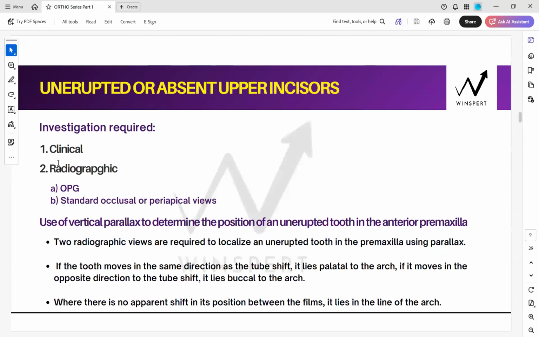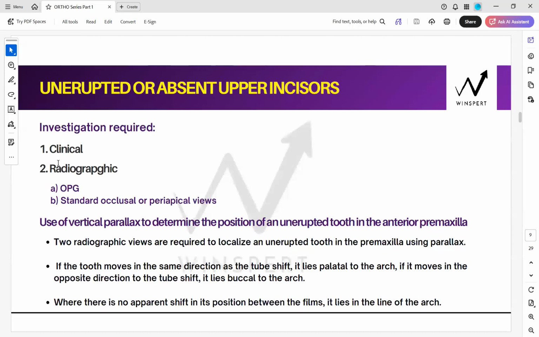So the radiographic view that you will take is an OPG. It will give you a general screening for developing dentition, right? It will allow you to tell whether the unerupted tooth is present or not, but it will not tell you the buccal and lingual position. That you will get with your vertical parallax, whether the tooth is present buccally or lingually. So SLOB rule or parallax or tube shift method, absolutely correct.